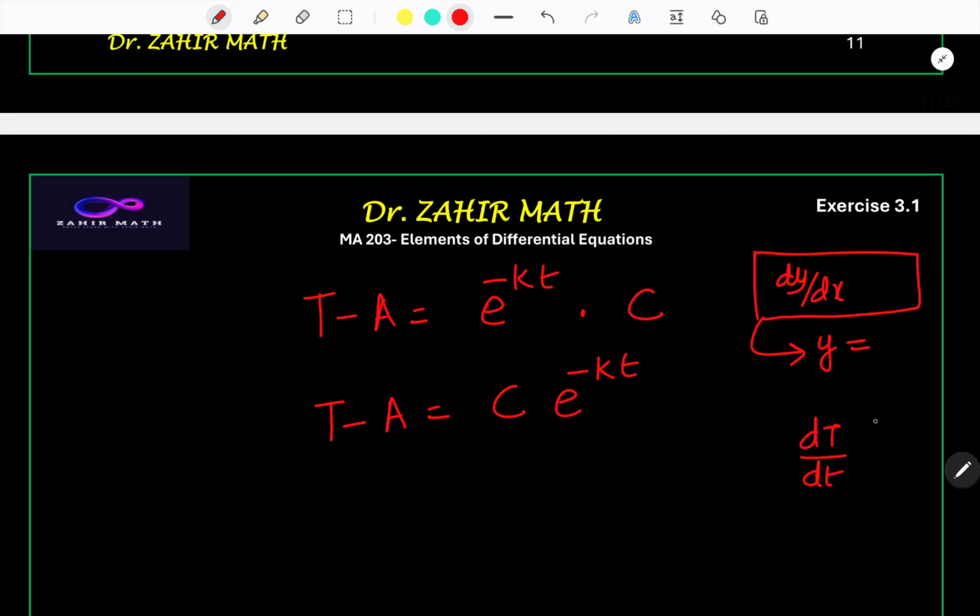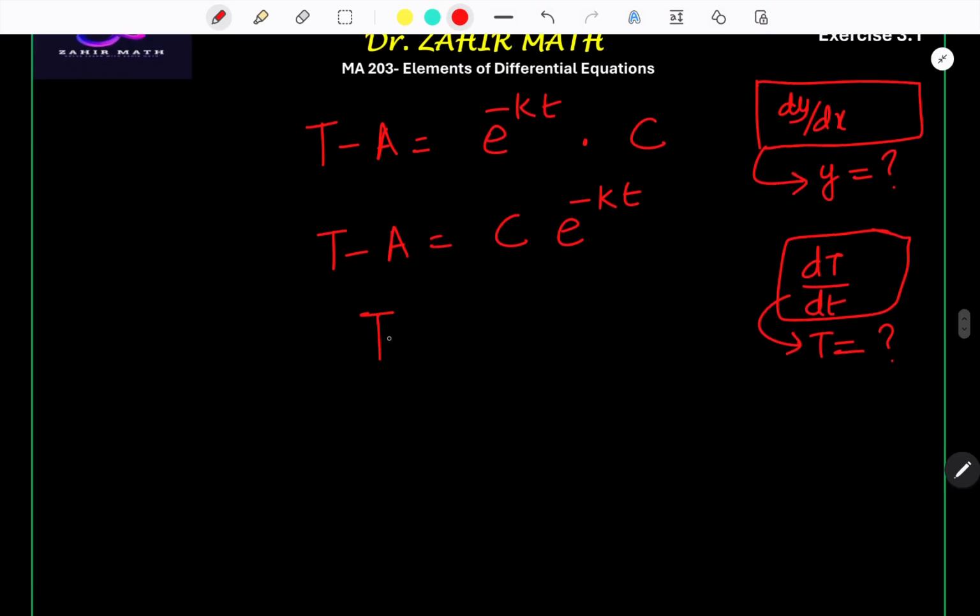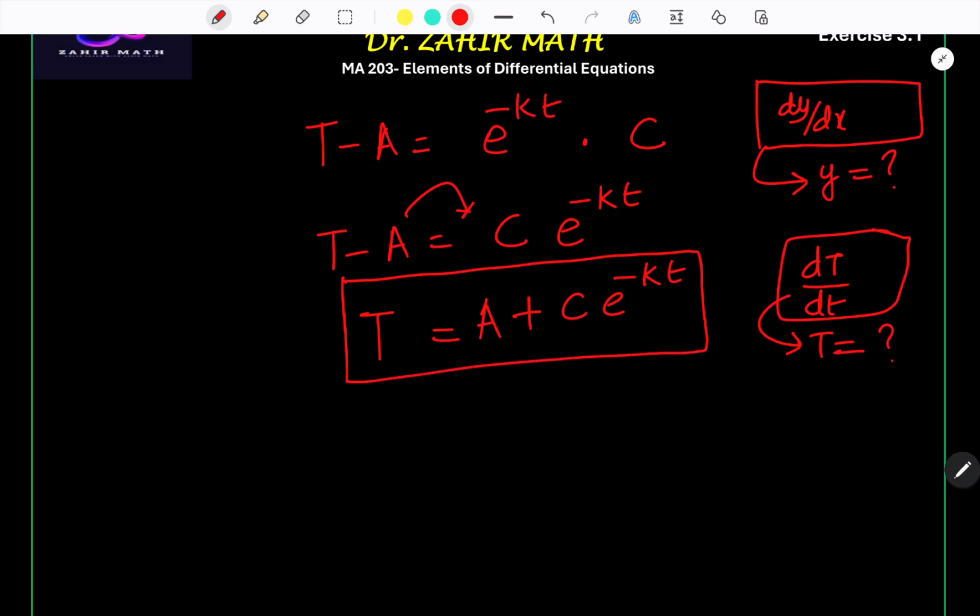Now your differential equation is dT/dt, so your solution will be T equals, clear? Now T equals, this A goes to that side, as minus becomes plus, A plus C e power minus kt. How many constants are there in this equation? For the population growth, 2 constants. For Newton's model, 3 constants. It means we need 3 conditions to solve this.